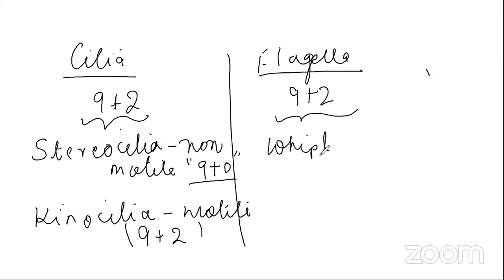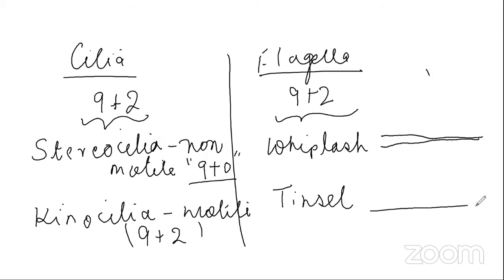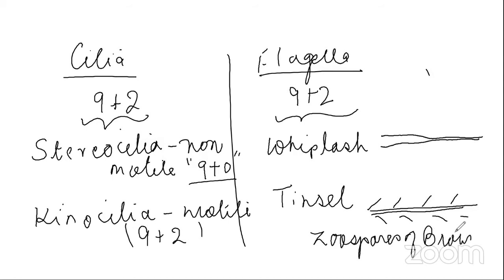Whiplash is when the structure is of the hunter type, as in, the width is not the same. You have more width on one side and less width on the other side. And the other, which is very common, is the tinsel type. The tinsel type has uniform width, but it has bristle-like structures coming out. This is the most common kind of flagella found in bacteria and others. Zoospores of algae have both kinds of flagella. Zoospores of brown algae, you do get this question, have tinsel kind of flagella.